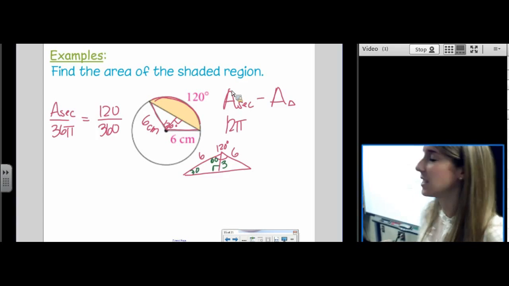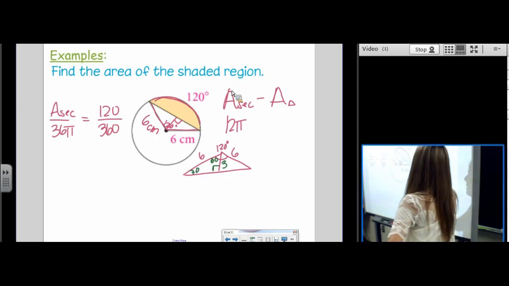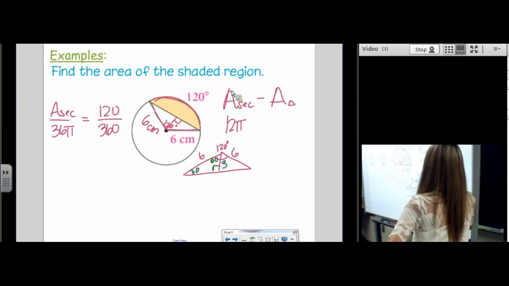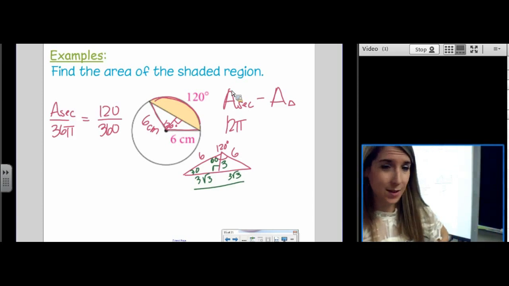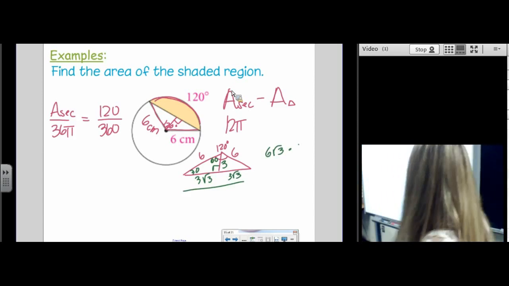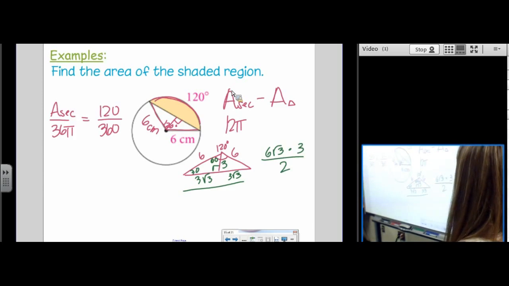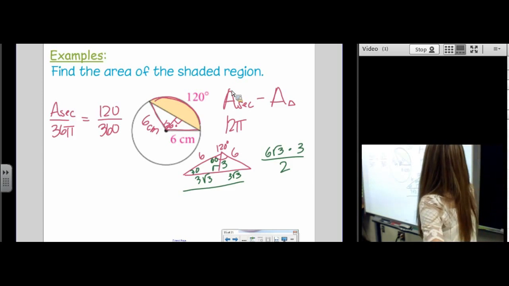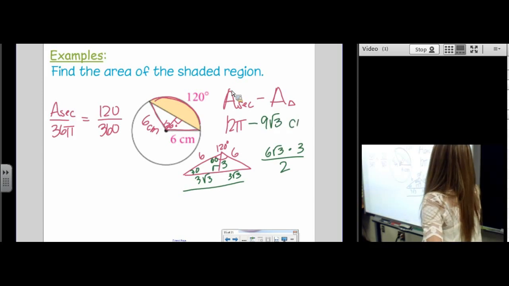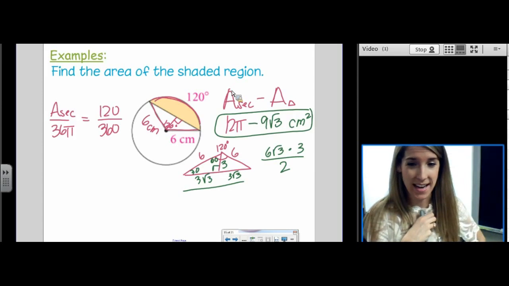So now we need our base. Our base is a lot. This is 3 root 3, and this is 3 root 3. So the base is 6 root 3 times height divided by 2. So those 6's, those weren't the base or the height. Okay, is it showing up? It's being so slow. So what would that be? 9 root 3? 12 pi minus 9 root 3 is the answer.